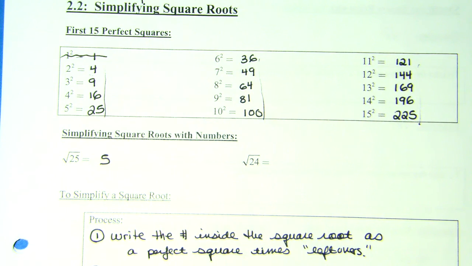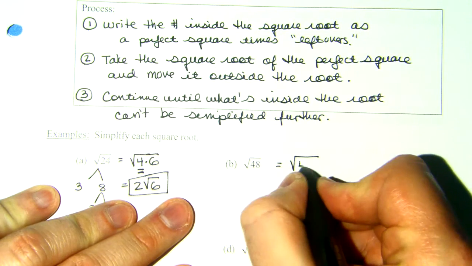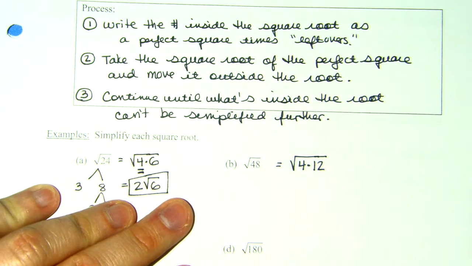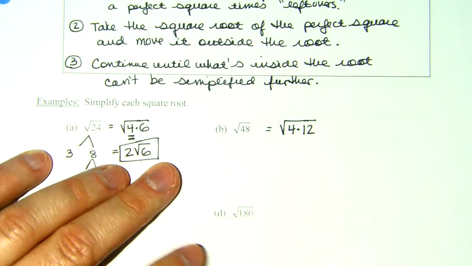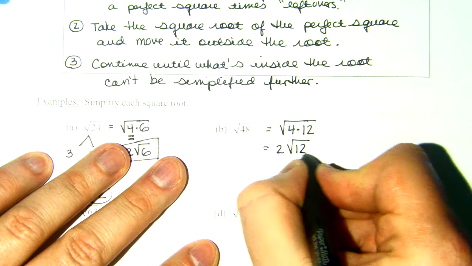A couple different ways you could do it. I'm going to say 4 times 12. There's another way you could do it. I'll show you that in a moment. If you say 4 times 12, you're going to get 2 root 12.